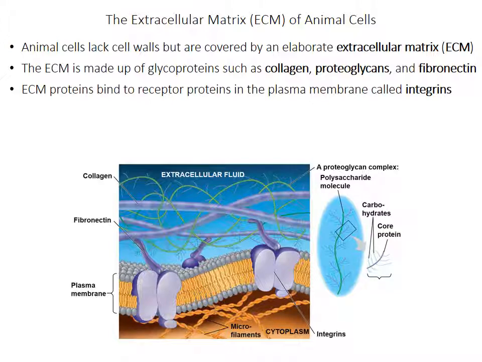But you do need to know that the extracellular matrix is primarily made up of glycoproteins, collagen, proteoglycans, and fibronectin, and that embedded inside of the phospholipid bilayer, we have these proteins, these molecules called integrins. And we're going to talk a little more in detail about how those work with the cell to help move structures into and out of the cell.